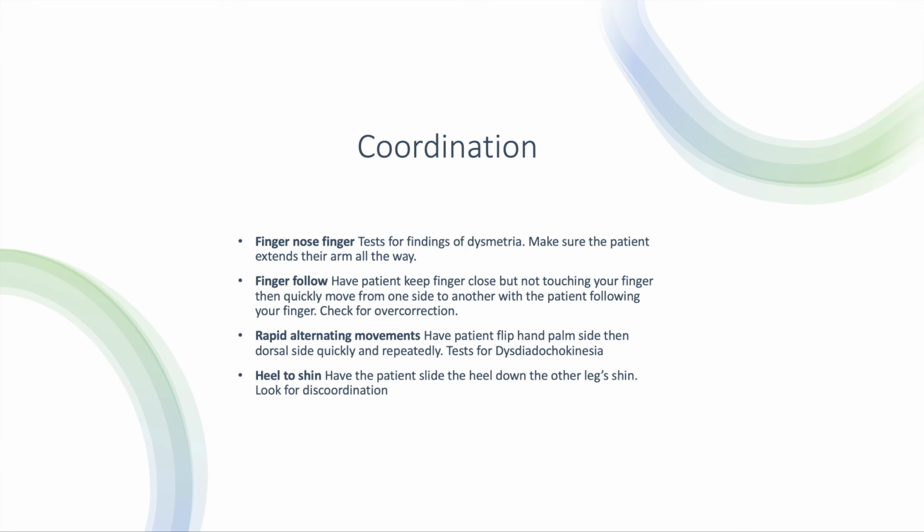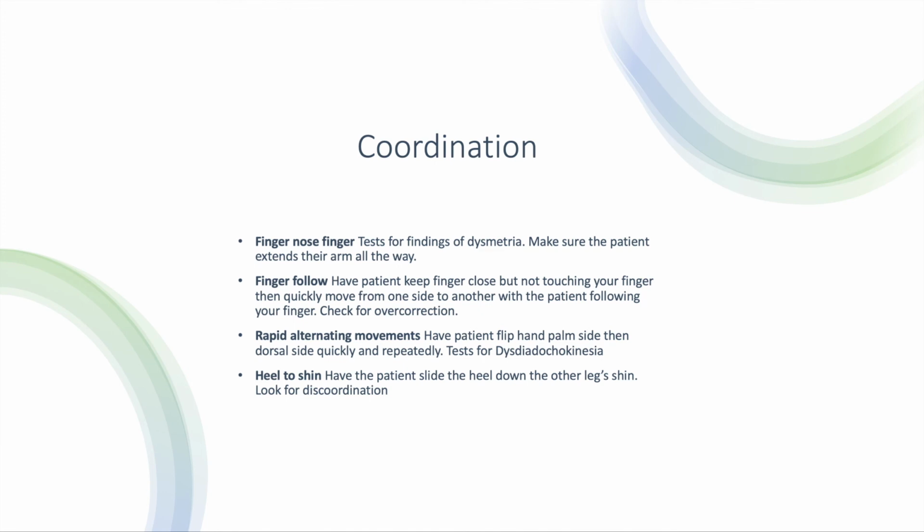The next part of the neuro exam is the coordination testing. So usually we do finger, nose, finger. This is testing for dysmetria. It's really important to make sure the patient extends their arm all the way, because that really will help bring out any signs of dysmetria. If their arms are not extended, you may miss subtle findings.